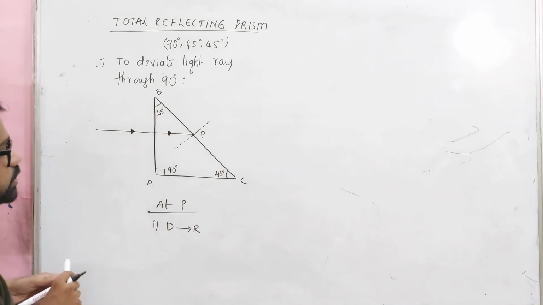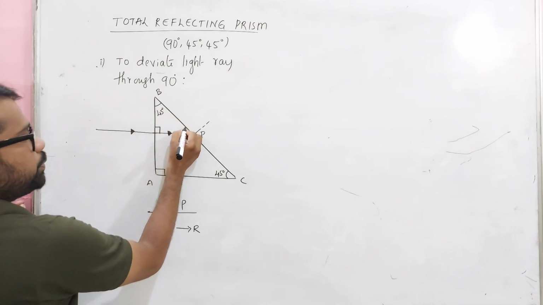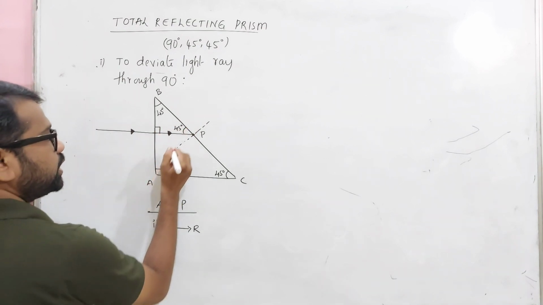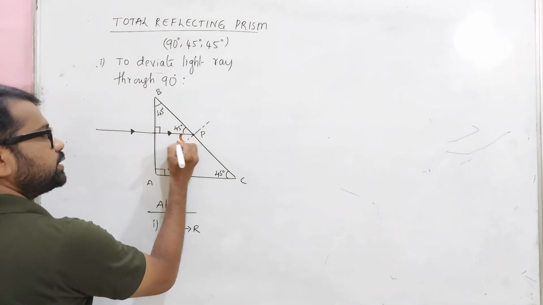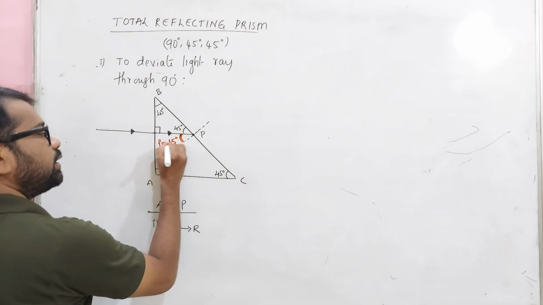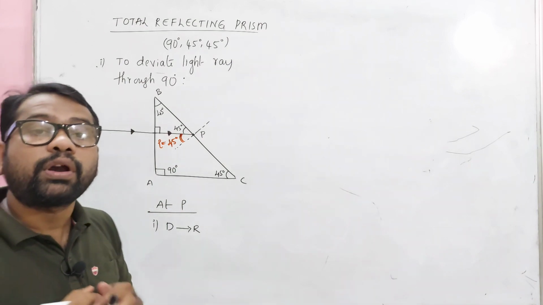Now look here. Children, this is 90 and this is 45. Obviously this is also 45 degrees only. Then what is this, dear children? This is going to be 45 degrees. So the angle of incidence at the BC surface is 45 degrees.